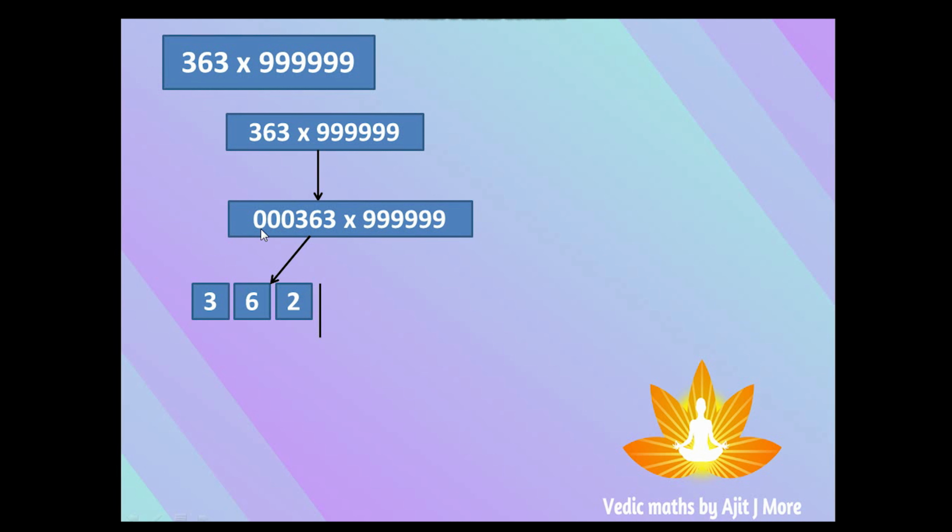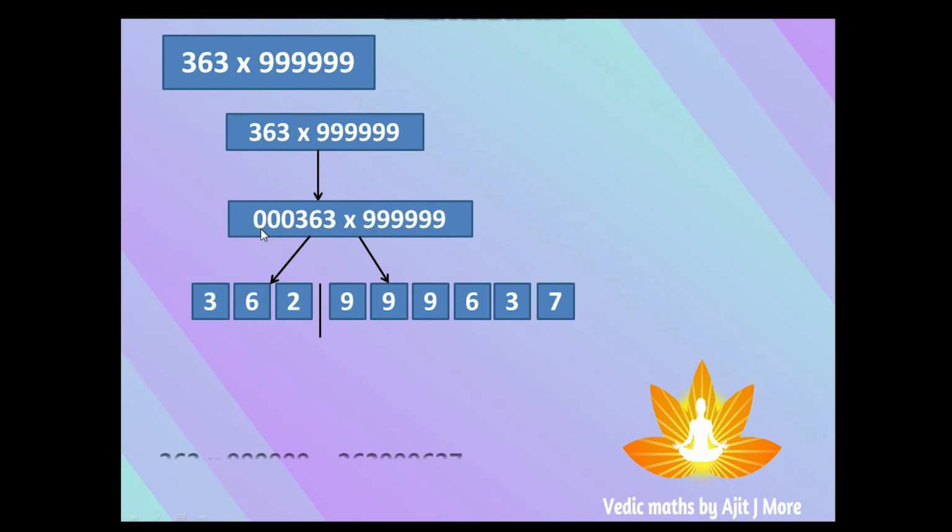Fast, come on fast. Tell me, 9 minus 0 is 9. 9 minus 0, 9. 9 minus 0, 9. 9 minus 3 is 6. 9 minus 6 is 3. And 10 minus 3 is 7. And that is your final answer.